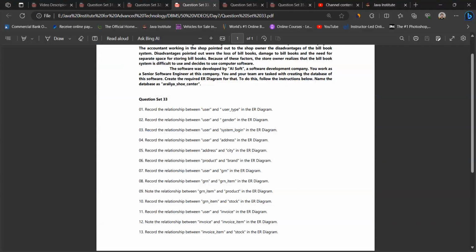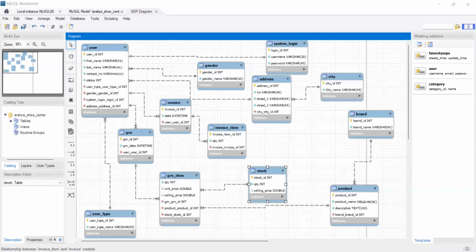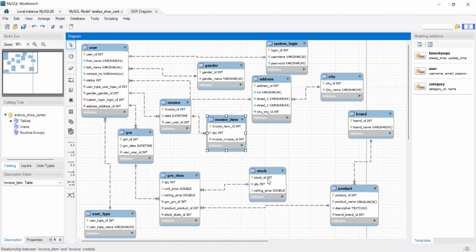To the next question, the final question: record the relationship between invoice item and stock. Invoice item and stock. So if we consider a single stock, it can contain many invoice items, and on the other hand only one single invoice item can be in a single stock, so it belongs to one to many. The many side should be invoice item.